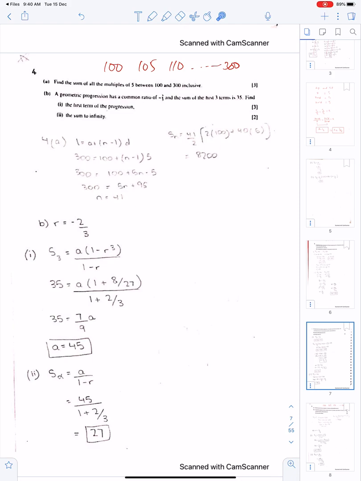A GP has a common ratio minus 2 upon 3 and the sum of the first three terms is 35. So S3 is given as 35 and the common ratio is also given, minus 2 upon 3. So by using this Sn formula, we can get the value of A. Now we need sum to infinity. This is the formula of sum to infinity. We have A, we have R, we can easily get the sum to infinity.